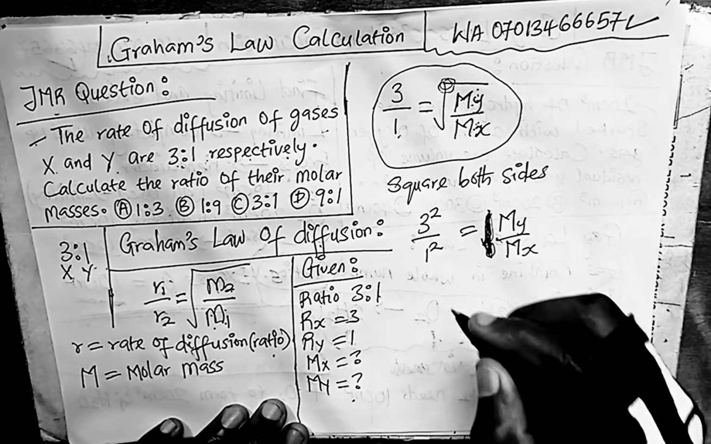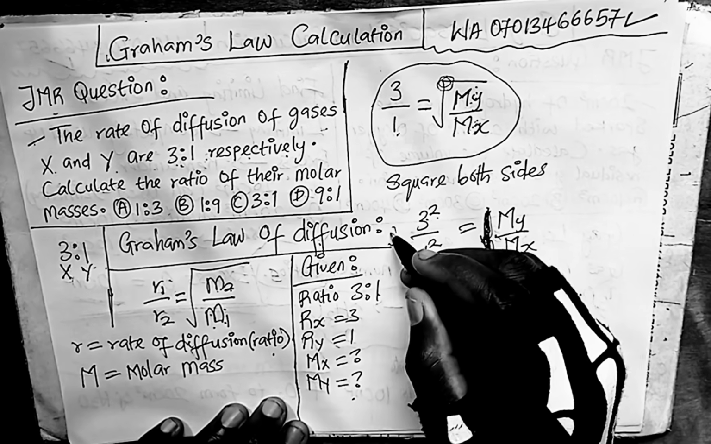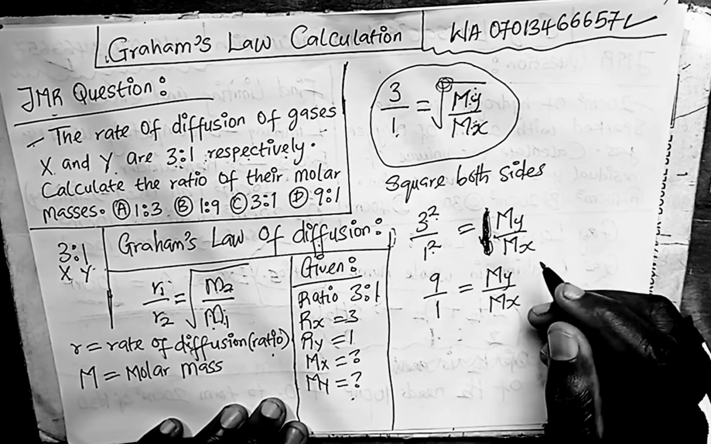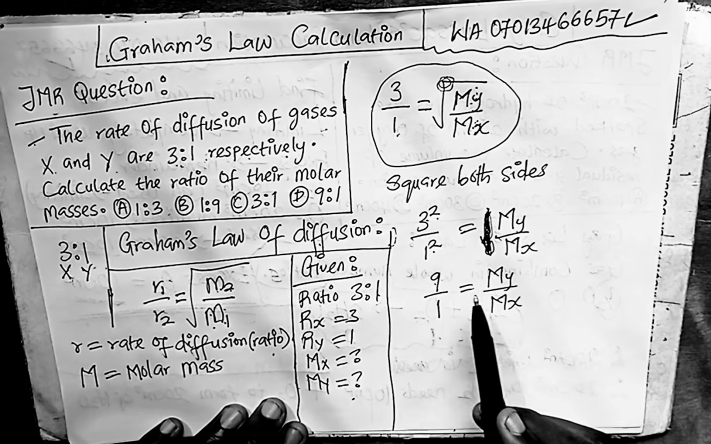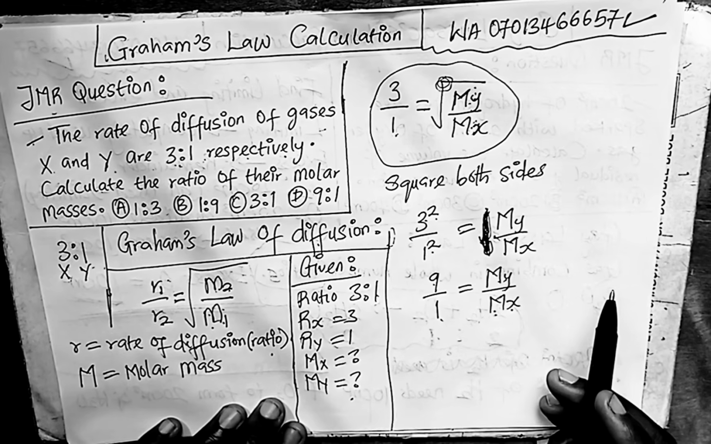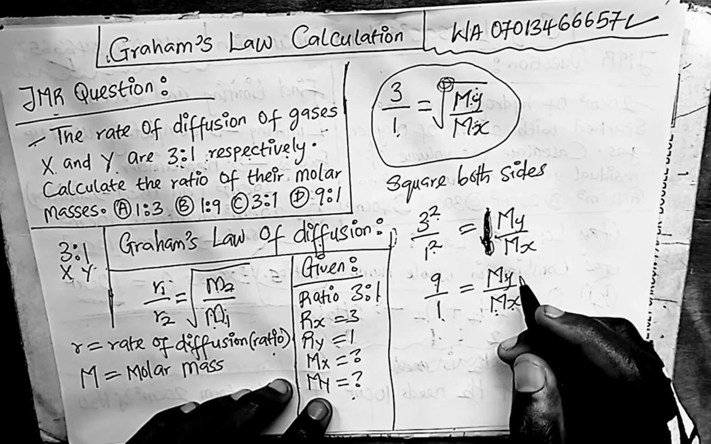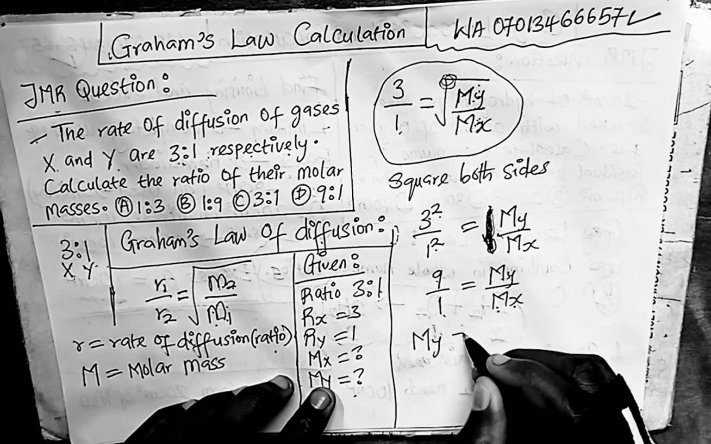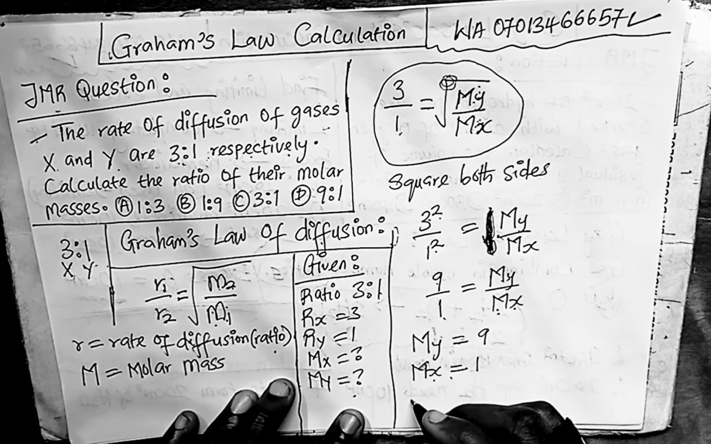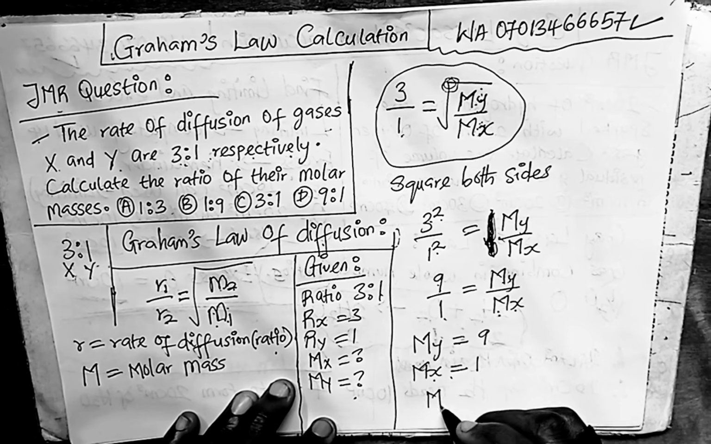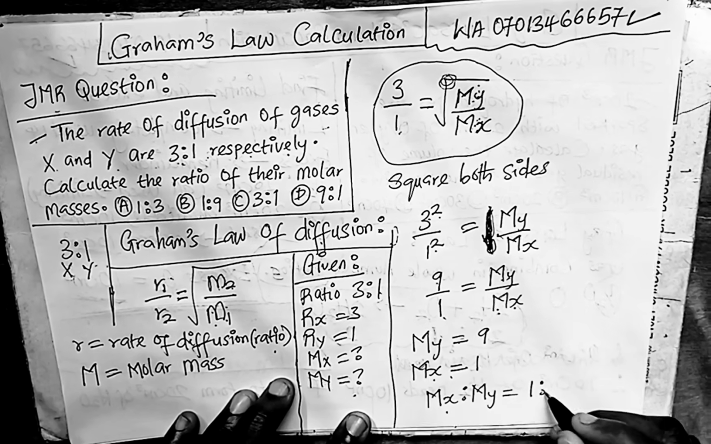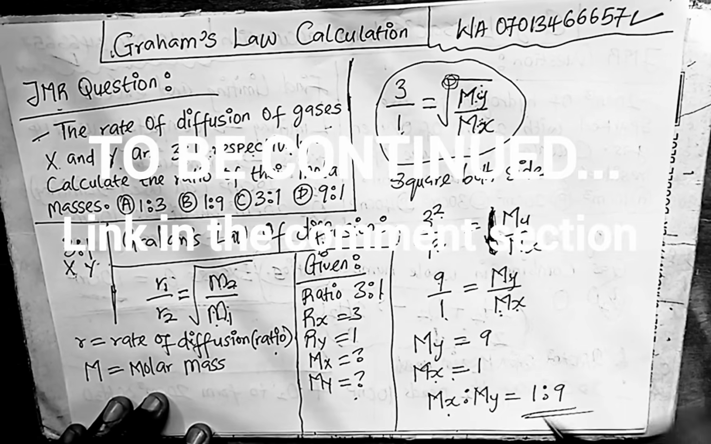3 times 3 is 9, over 1 times 1 is 1, equals MY over MS. So that already gives you the ratio. It means 9 is the ratio of the gas Y and 1 is the ratio of the gas S. Easy as A, B, C, D. So to find the molar ratio, MY is equal to 9 and MS is equal to 1. So the molar ratio of S to Y, MS to MY, is 1 to 9. Among the options, pick the correct option and drop the answer in the comment section. Let's move on to the next.